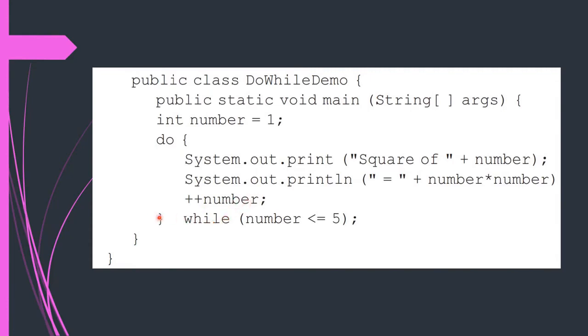After closing the curly braces, we have provided the while statement and its test condition also. The test condition is number less than or equal to 5. This is the test condition. So here, as we already discussed, first of all in the do while loop the statements are going to be executed, and after the execution of the statements, the while part, meaning the test condition, will be evaluated. So let us see the output.